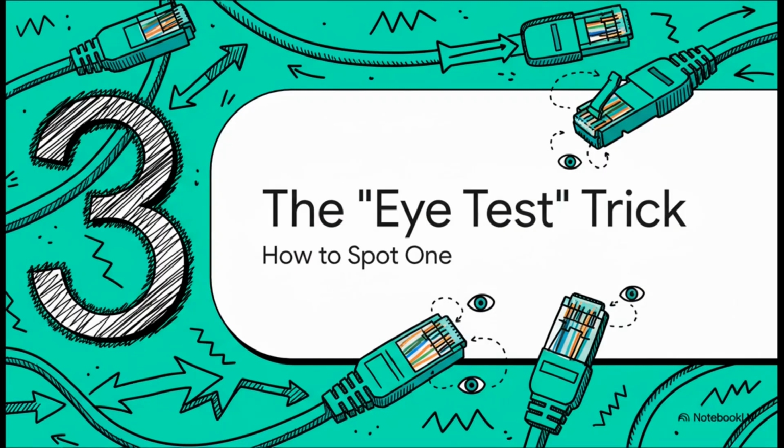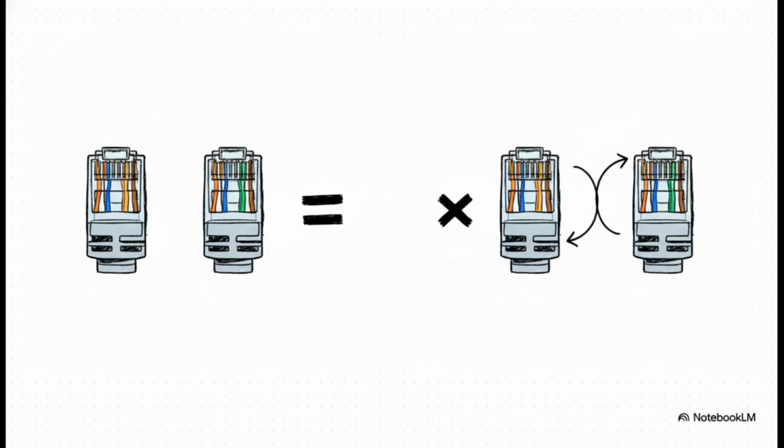Okay, so this special cable exists, but they often look exactly the same. How can you tell if you're holding one? Well, there's a simple little visual trick you can use, and all it takes is a quick glance at the ends of the cable. So here's the dead giveaway. On a standard straight-through cable, the order of the little colored wires you see through the plastic connector is identical on both ends. But on a crossover cable, they're different. If you hold the two ends side by side, you'll literally see that the orange and green pairs have swapped places on one end.